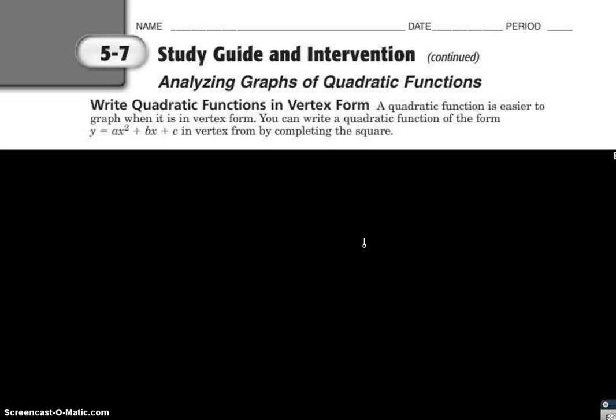Today we're going to be working with 5-7, analyzing graphs of quadratic functions. So let's look at our directions. It says we're going to write quadratic functions in vertex form. It says a quadratic function is easier to graph when it's in vertex form.